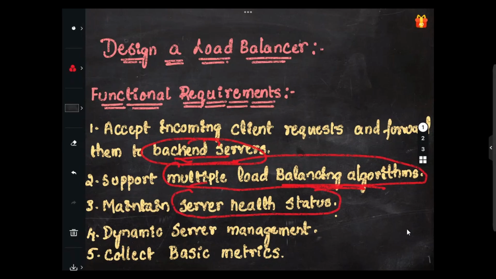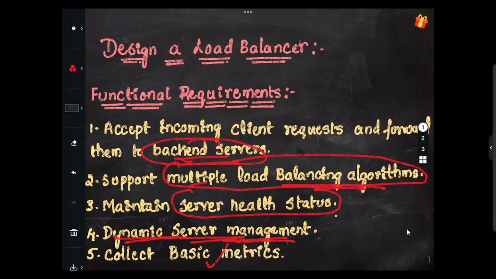The fourth one is dynamic server management. When I say dynamic server management, we should be able to add or remove servers and change the weights at runtime. This one we have to keep in mind. Next one, collect basic metrics. Collecting basic metrics means we have to track per server active connections as well as the total requests served.